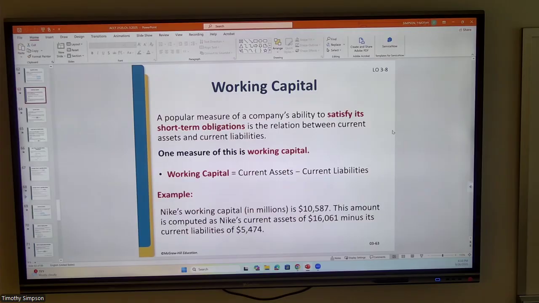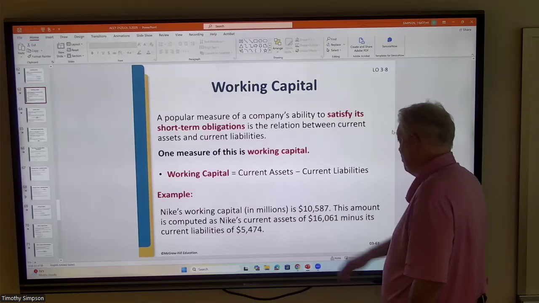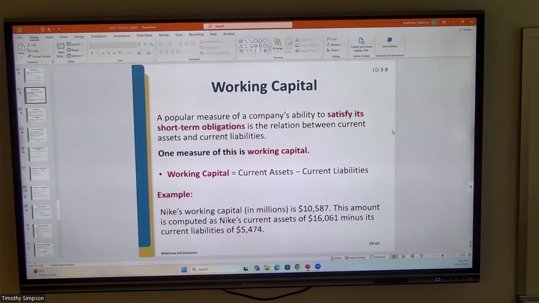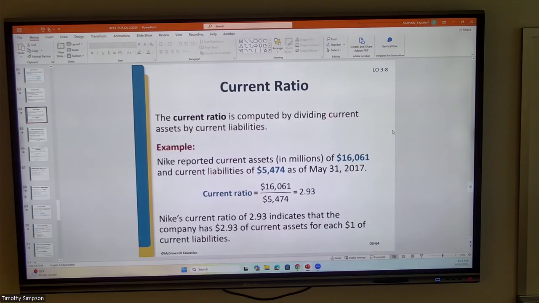And so the example given here was that working capital for Nike was $10,587,000,000. That was computed as current assets of $16 billion minus current liabilities of $5 billion. And that is a very large amount of working capital. And by the way, if you took the current ratio, it'd be 16 divided by 5, which is 3 something. And that's a very high amount for Nike or really for any company. I don't know what year that's for, but you get the idea that the ratios are very much related to one another. Current ratio and quick ratio are numbers. Working capital is a dollar figure.